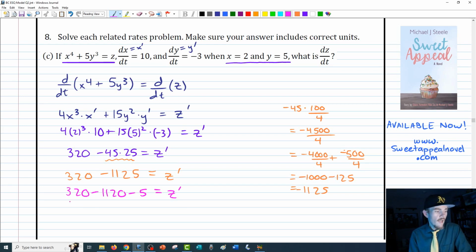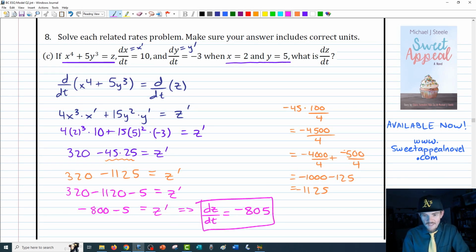I have no idea. In this case, that's going to be negative, let's see, if that's 1120, that's going to be negative 800 minus 5 equals z prime. So z prime, also known as dz dt, is equal to negative 805, it looks like. Now, to be honest, I'm not sure if that's correct. So let's check this really fast. Okay, let's check it on Desmos. Come on, Desmos. Let's see what we got. Did I get the right answer here? All this work just to check arithmetic. That's fine. So we have 320 minus 1125. Oh, it's minus 805.